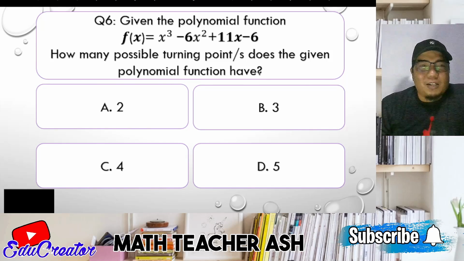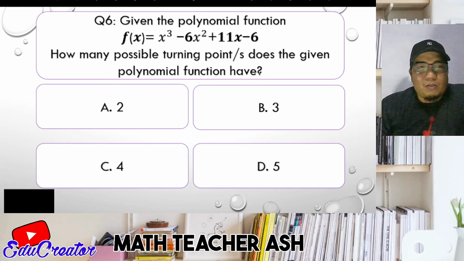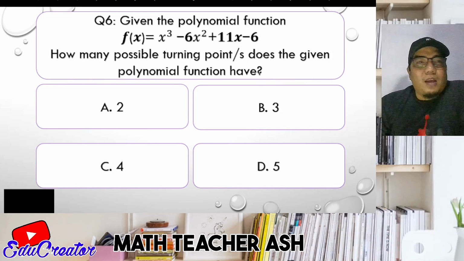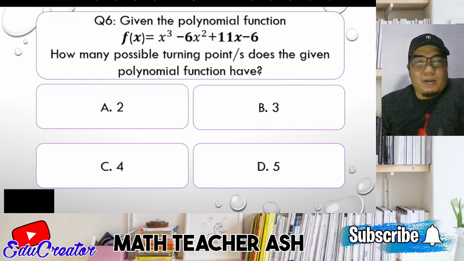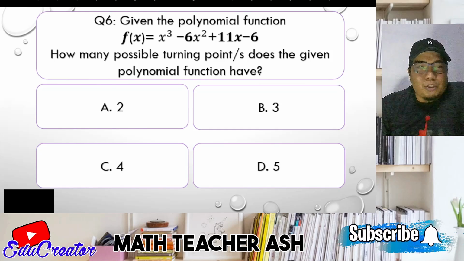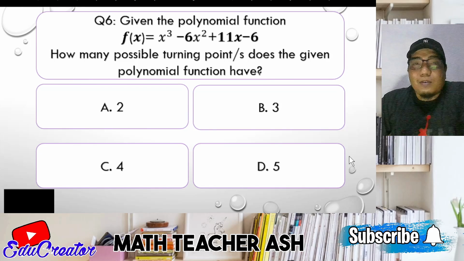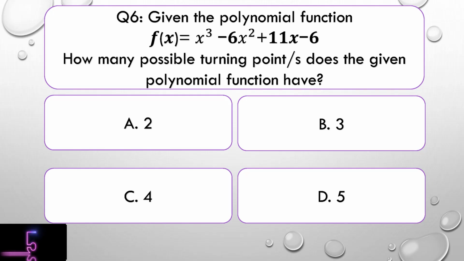Given the polynomial function, ito iba na. F of x is equal to x cubed minus 6x squared plus 11x minus 6. How many possible turning points does the given polynomial function have? Is it A, 2, B, 3, C, 4, or D, 5? I'll give you 5 seconds to answer this question.